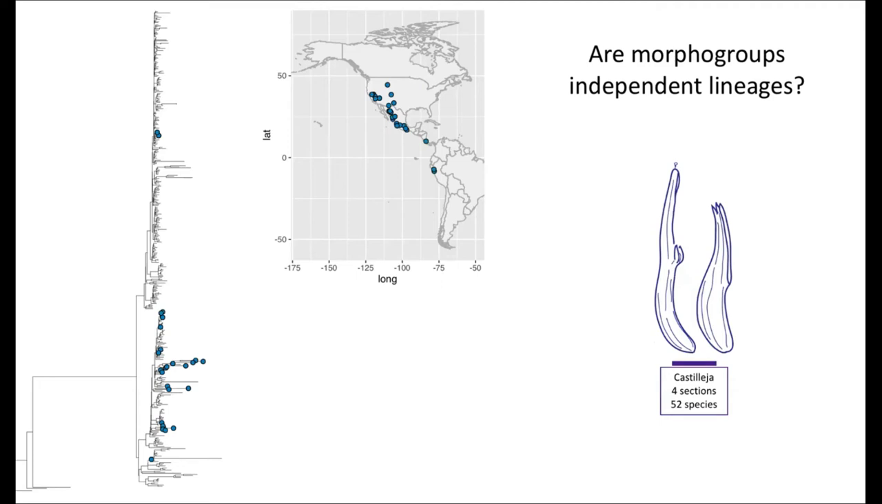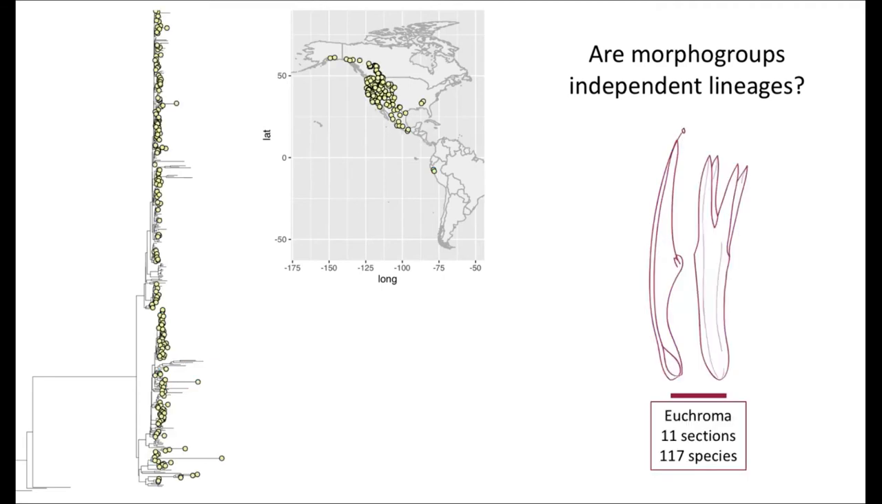This particular one has more of its members in Mexico and Central and South America, which is why we see more of the points down at the bottom of the phylogeny. There are a few that are popping up here in that northern clade, which probably correspond either to these California or perhaps these Rocky Mountain collections. And finally, the most speciose and widespread morphogroup, Euchroma. The members of this morphogroup are widespread both in geographic space and across the phylogeny.